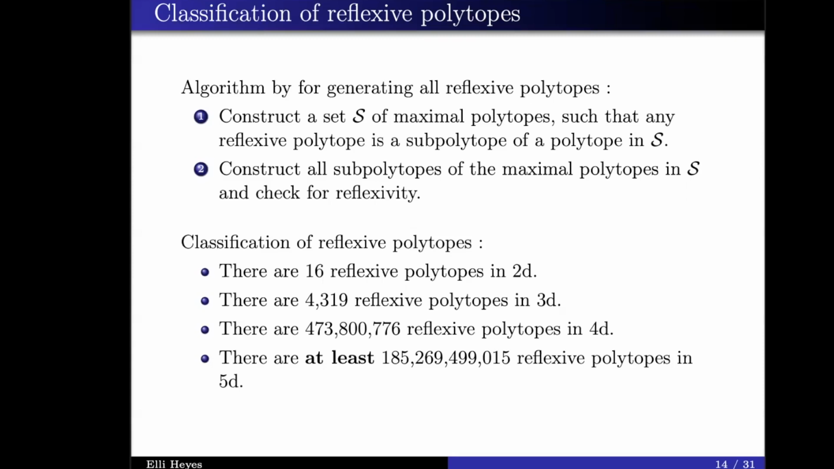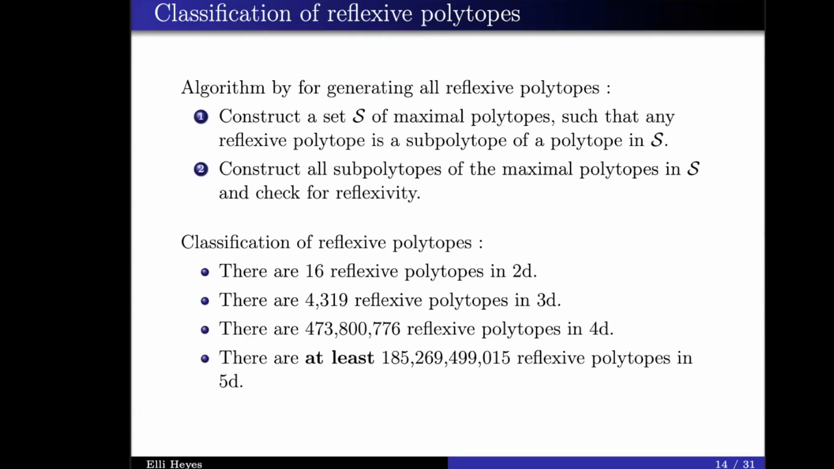Now, looking at the sequence, we have 16, 4,319, already 500 million. So you can imagine if we go up one dimension higher to five dimensions, you're likely to have a huge number of reflexive polytopes. And actually, there was a prediction made by Kreuzer and Skarke that they predict the number to be around 10 to the 18. So this is, yeah, very, very large.